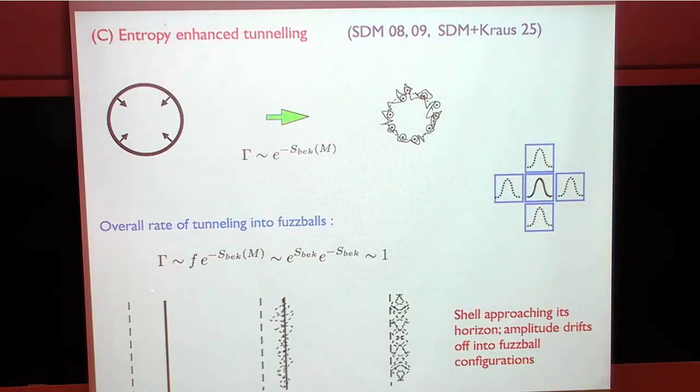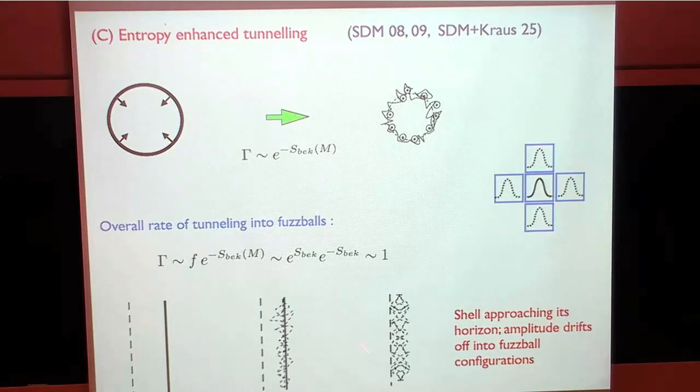As the shell comes closer to the horizon, there's a transition amplitude for it to go into these fuzzball states. So as you come a little closer, the amplitude now starts drifting over here. As you come even closer, more of the amplitude starts drifting. And in fact, by the time the shell comes here, the amplitude is all gone out from the shell. If there were no fuzzball states, the shell would be here, it would be here, it would be here. There's nowhere else to go. And in fact, then you can analytically continue, and you have the inside of the Penrose diagram. Okay, so this is just one second, I'll take your question.